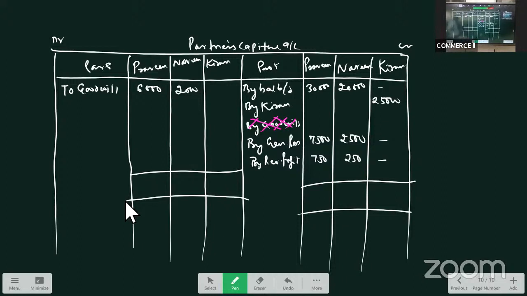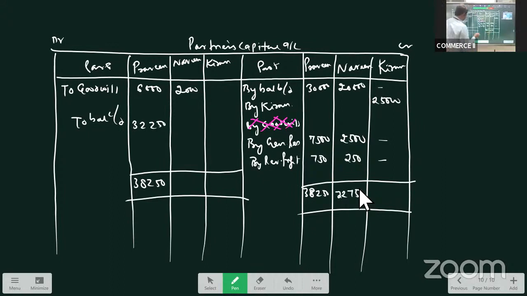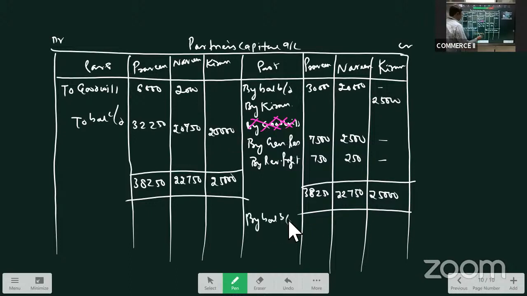So you see 37,000, 38,250. 38,250 minus 6,000 is 32,250. This is the closing balance of Praveen account. 32,250 is the closing balance of Praveen account. Naveen account, you see 22,750. 22,750 minus 2,000 is 20,750, and 25,000. By balance brought down. So Praveen's capital now is 32,250. Naveen's is 20,750 and Kiran's capital is 25,000.